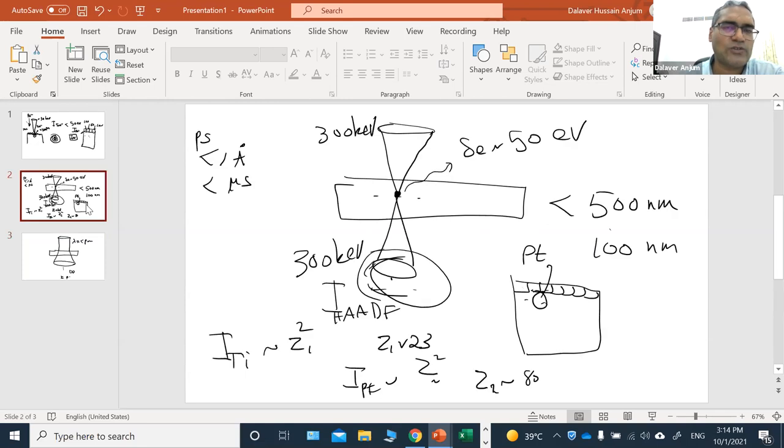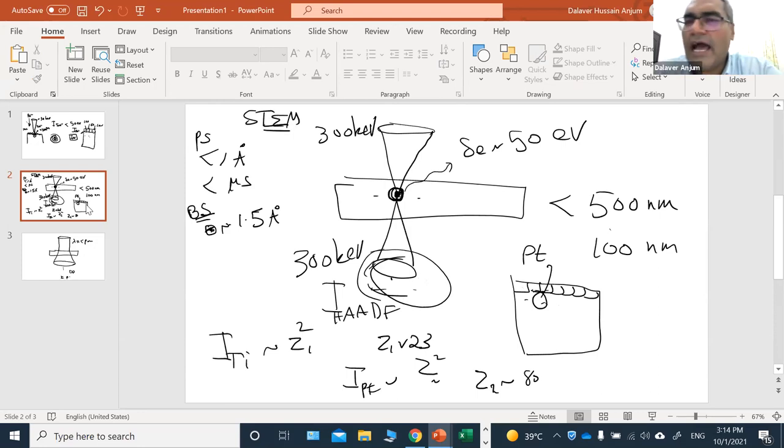In the STEM case, resolution is also governed by the wavelength, but more important than that is the beam size, because that depends on the wavelength. Beam size is typically in the range of 1.5 angstroms in modern TEMs. So this is the beam size at that location, and this is why we can see atoms in STEM mode. I hope this answers your question.